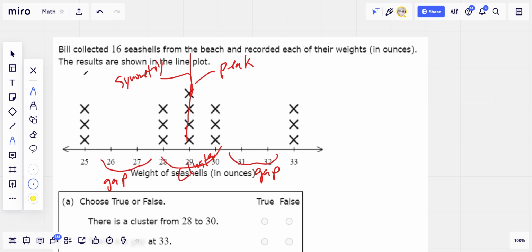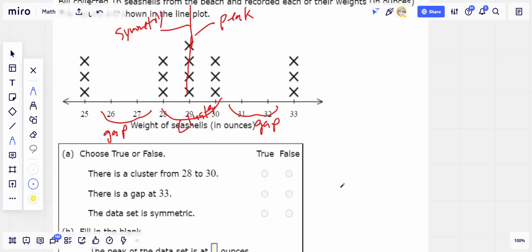This says Bill collected 16 seashells from the beach and recorded each of their weights in ounces. The results are shown in the line plot, and those are the weight of the seashells in ounces. So A says true or false. There's a cluster from 28 to 30, and that's exactly where I wrote cluster because you've got all this data in that group together with gaps in between or on either side. So that's true.